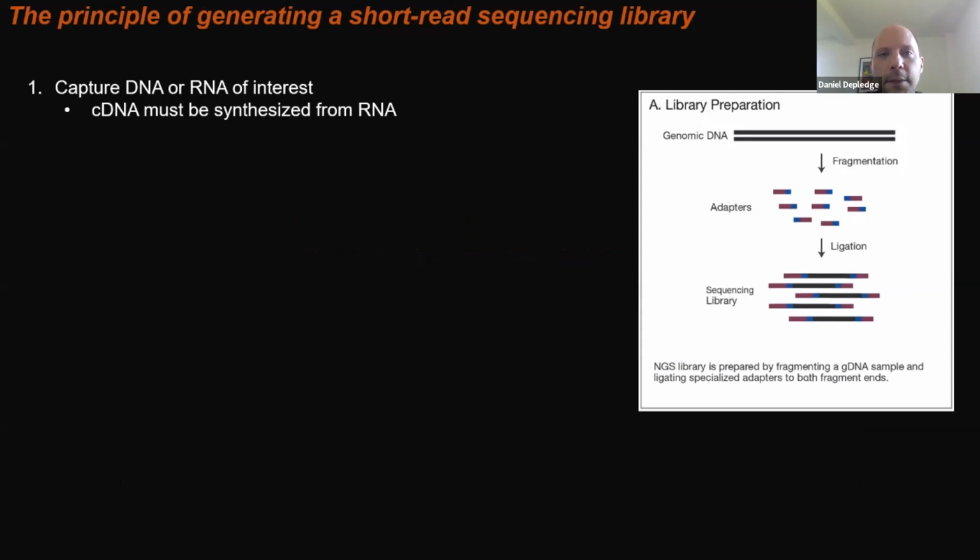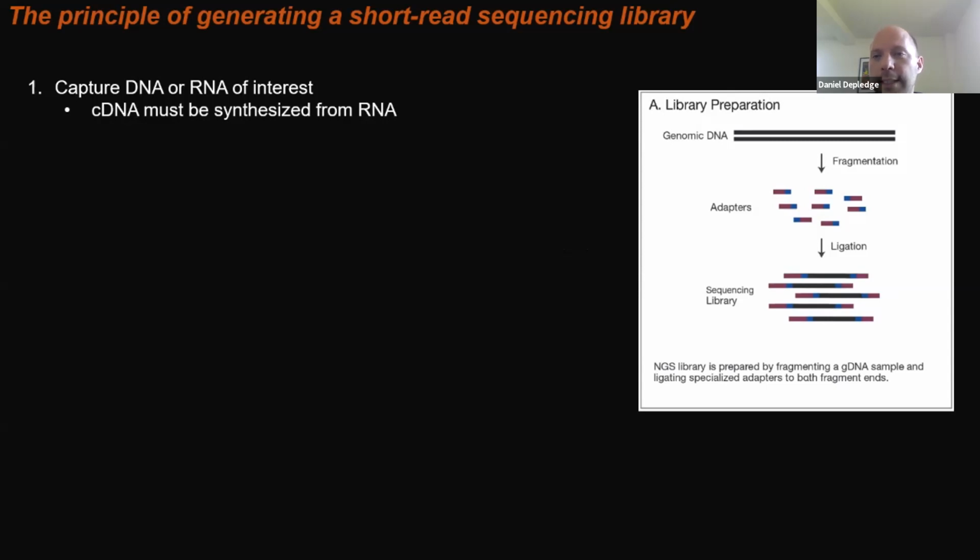So I'm going to start off with some examples, just a very brief introduction to short read sequencing and then a video. The principle of short read sequencing is quite simple. You will start with either DNA or RNA that you're interested in. It could be a fragment that you've PCR amplified. It could be RNA you've extracted from an organism. It could be the genome you've extracted from an organism.